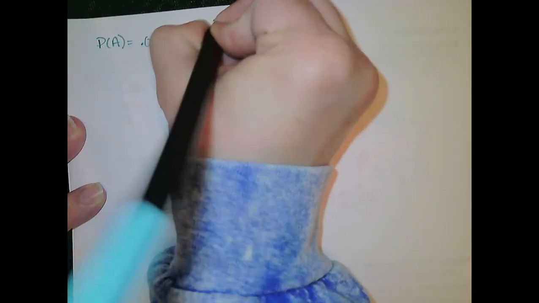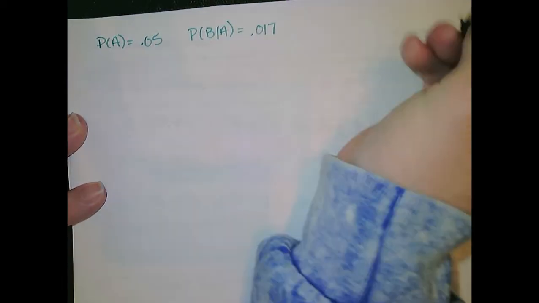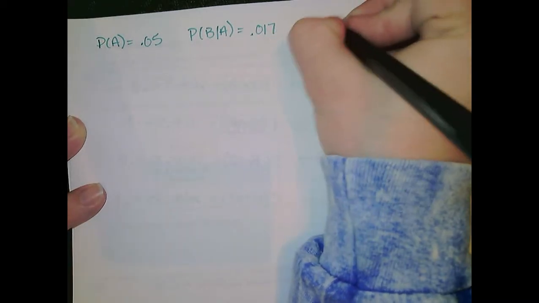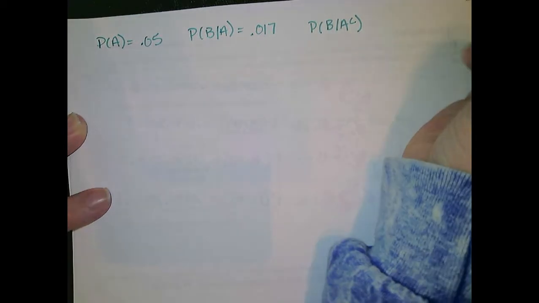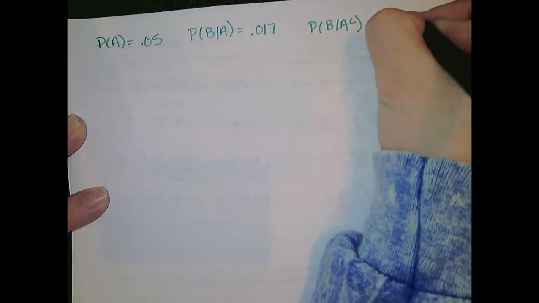They've told us that the probability of A, that the student plays in college, is 0.05. The probability of B given A, that they play professionally given that they played in college, is 0.017. And the probability that they play professionally given that they didn't play in college is only 0.0001.